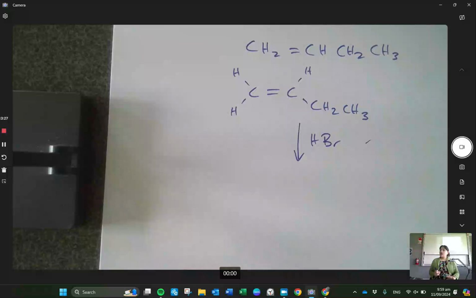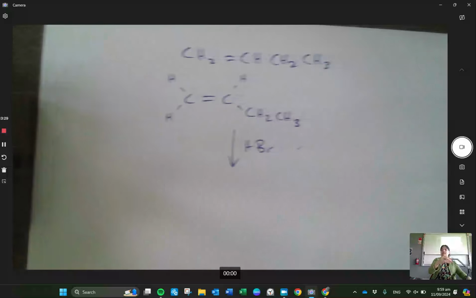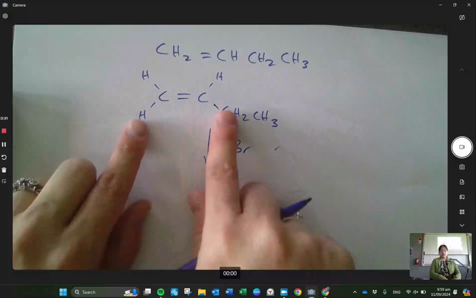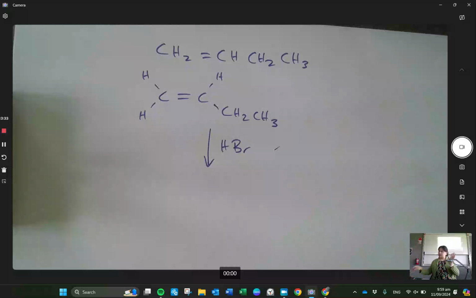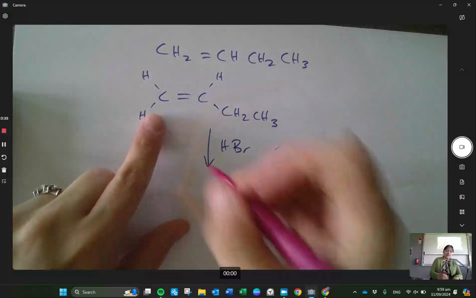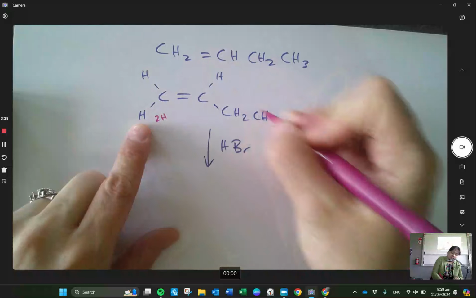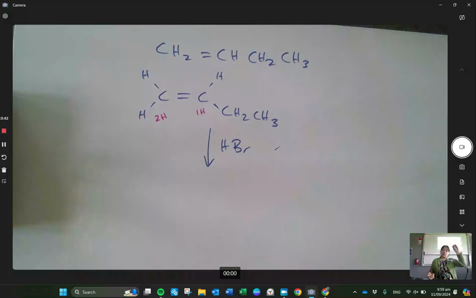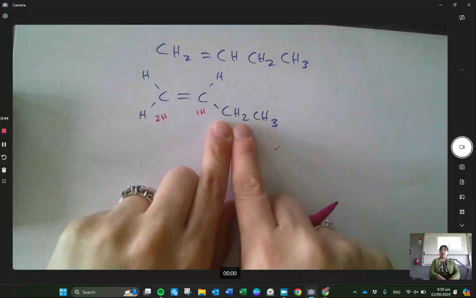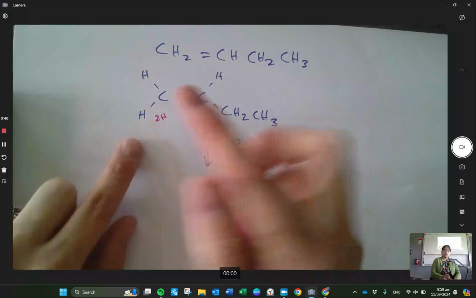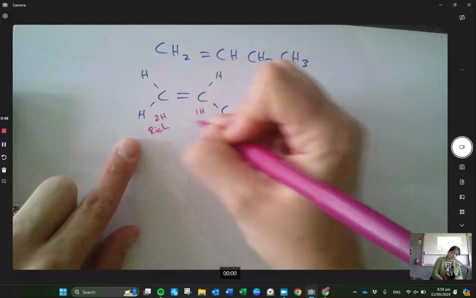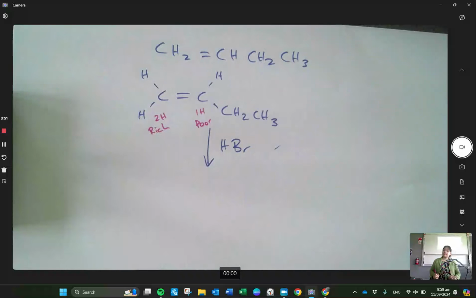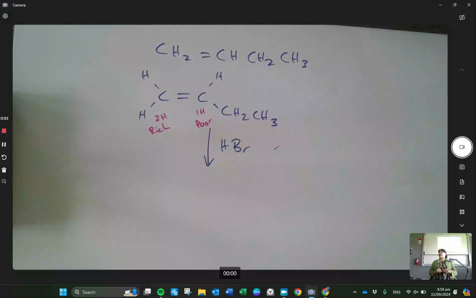All right? Markovnikov's rule works exactly the same as Zaytsev's rule, just in reverse. So I look at these two carbons and I try to figure out which one's rich, which one's poor. So in this case, this one has 2 hydrogens. This one only has 1 hydrogen. Remember, we are only counting the hydrogens that are directly attached to that carbon. We are not counting these hydrogens. So this one is going to be the rich one. This one's going to be the poor one. And Markovnikov's rule states the rich get richer. All right? Which makes sense.